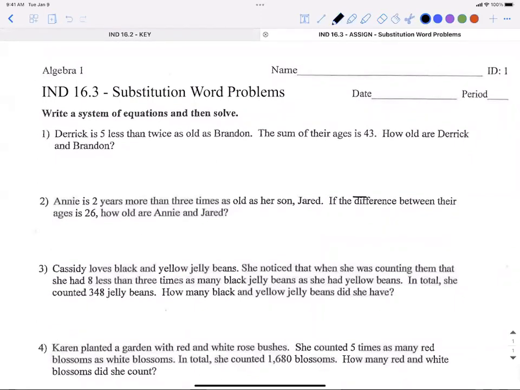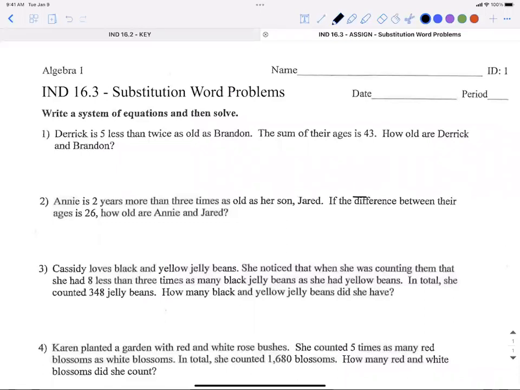Okay. All right. So for number one, we've got Derek is 5 less than twice as old as Brandon. So that means Derek is the oldest one. Okay. That comes in handy here in a minute. The sum of their ages is 43. How old are Derek and Brandon?